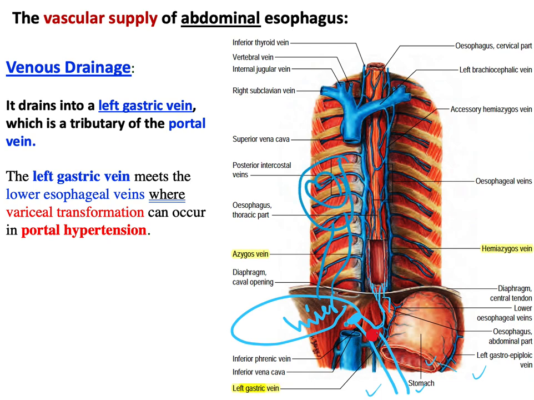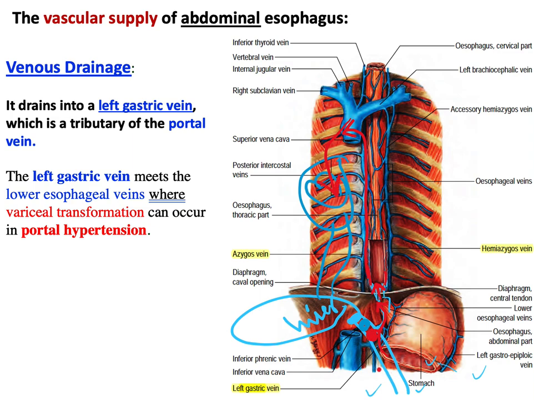So what's the way for the blood to bypass this obstruction in the portal vein? The way is for the blood to go through the left gastric vein, then from the left gastric vein to the lower esophageal vein, the submucosal esophageal vein, then to the azygos vein, then from the azygos vein to the superior vena cava, then from the superior vena cava to the heart.